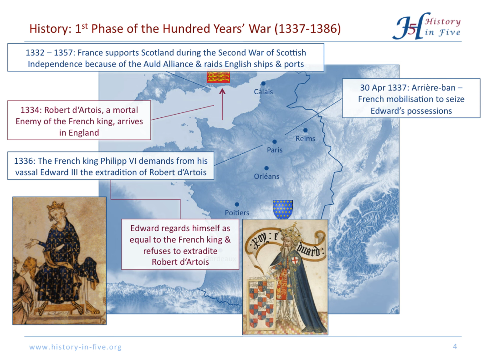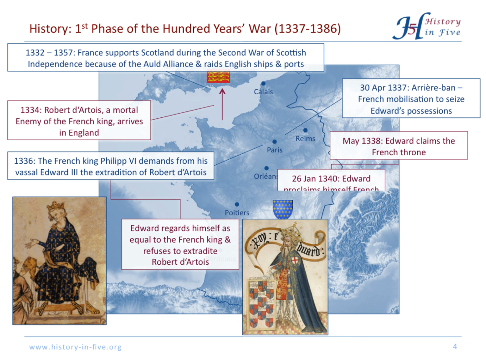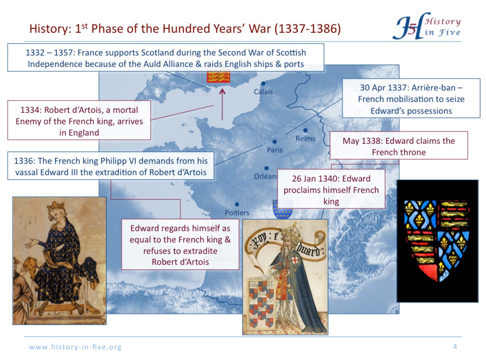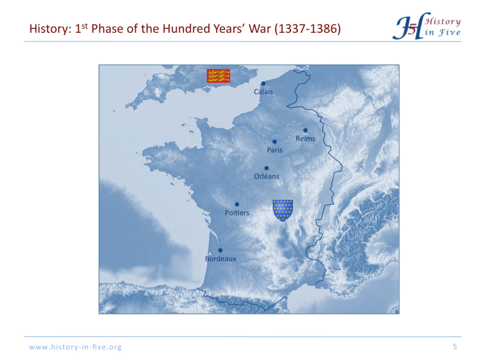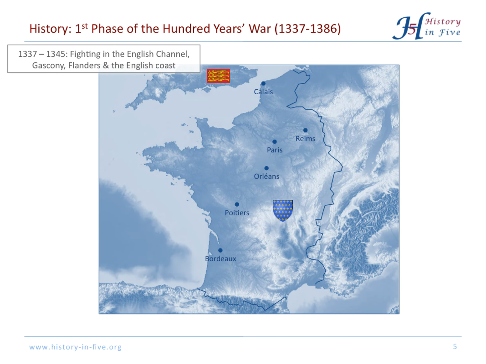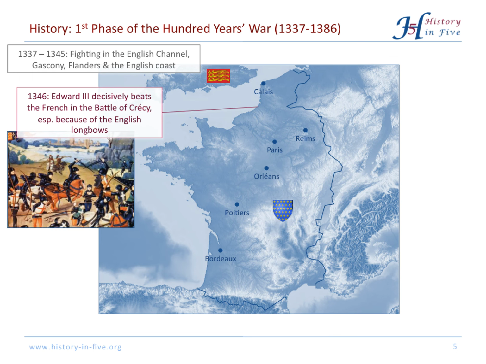Then there was the Arrière-Ban, French mobilization to seize Edward's possessions. Edward then claimed the French throne later, and through this he also proclaimed himself French king, and through this the lilies come into the royal crest. There was fighting firstly in the English Channel, Gascony, Flanders, the English coast, and then the war became serious.